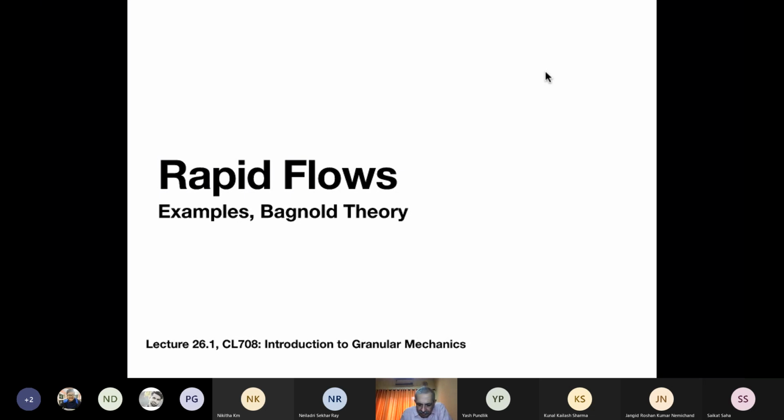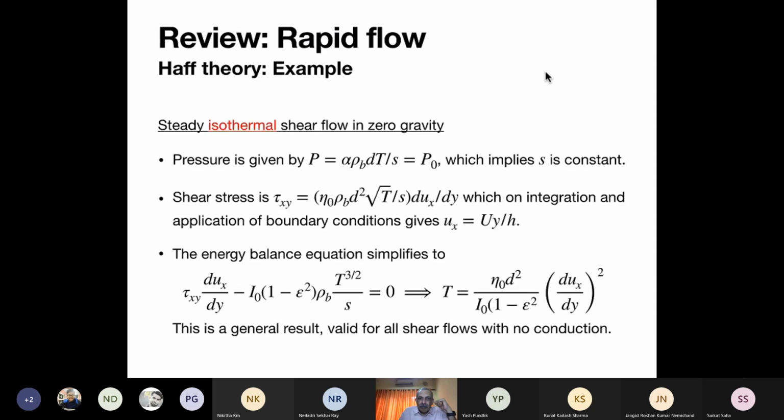So essentially, we are looking at rapid flows. This is where momentum transfer happens because of interparticle collisions, and we were looking first at a case. We solved shear flow in zero gravity. But then we said, okay, supposing the system is isothermal, that is, the granular temperature is constant throughout. In that case, we found that the pressure is just a constant, and so that means that the spacing S is also constant.